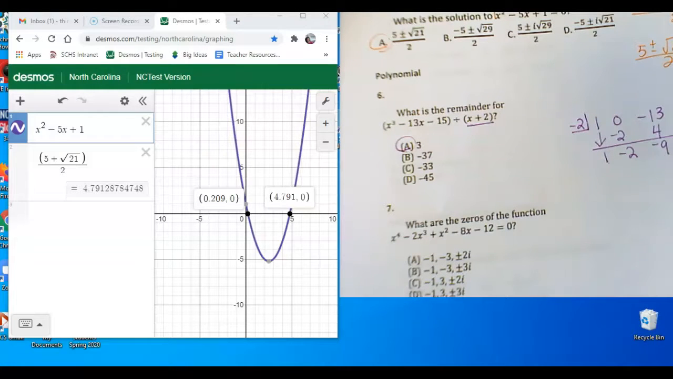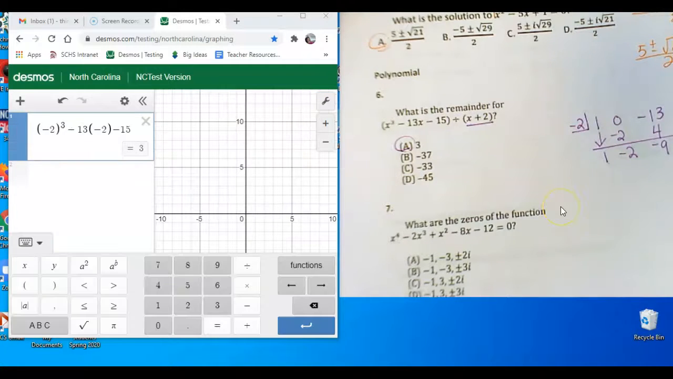We could also evaluate the function at -2 by plugging in, because -2 is what we divided by. -2 is what you can plug in for x. That also gives us the remainder. There's the check that we can use for that question.